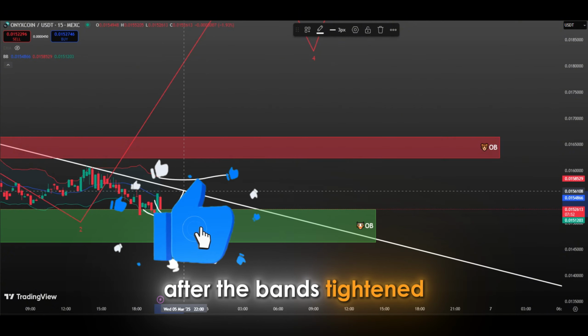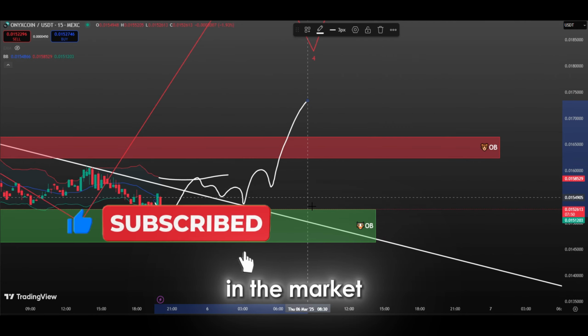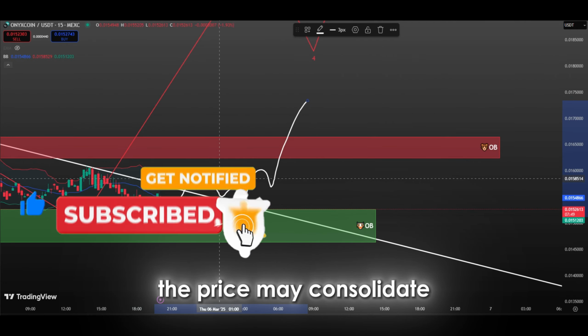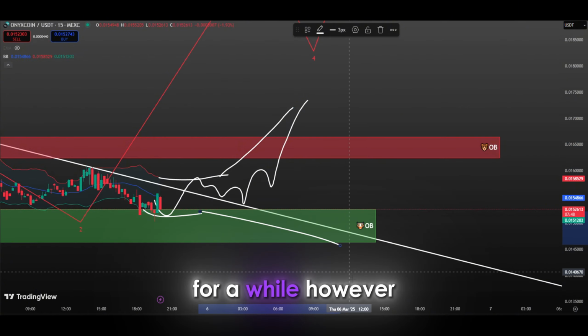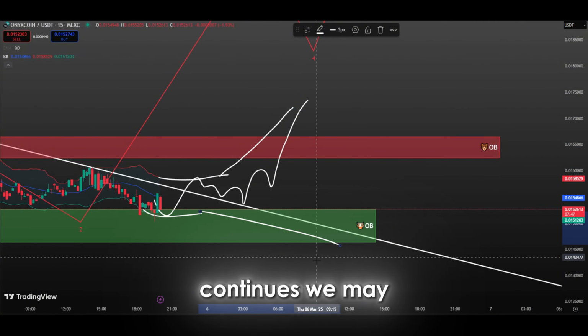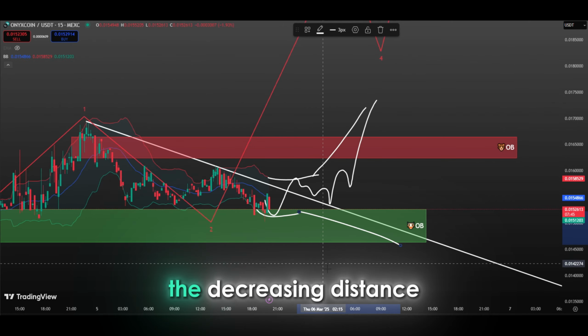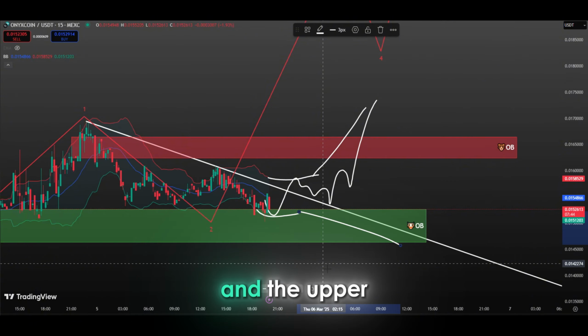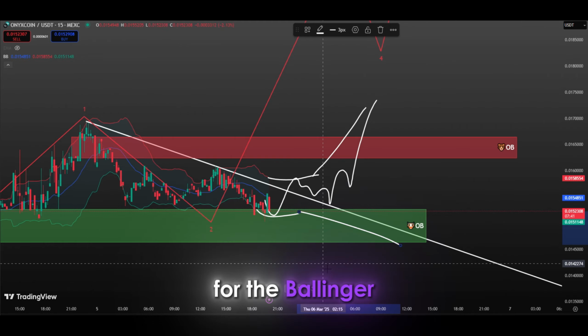The narrowing of the bands at the moment may indicate a period of indecision in the market. In other words, the price may consolidate by making fluctuating movements within the bands for a while. However, as the squeeze continues, we may see an explosive move when the bands narrow enough. In particular, the decreasing distance between the lower band and the upper band may indicate that the market is moving in a tight range, and big players are starting to take positions. One should wait patiently for the Bollinger Bands to break out.